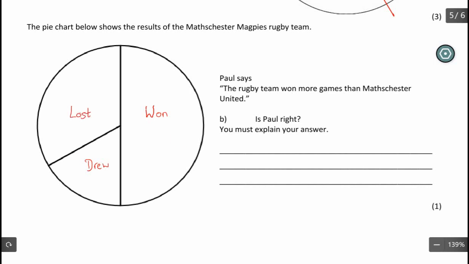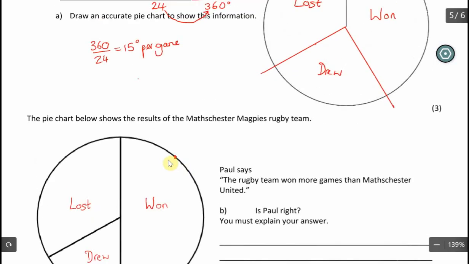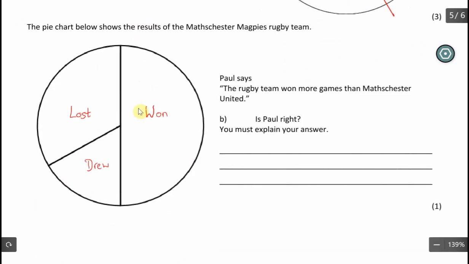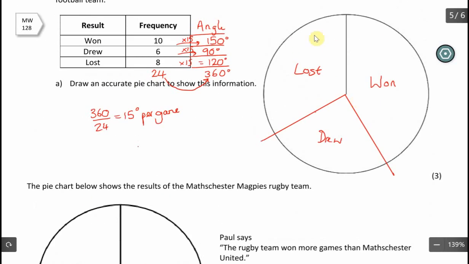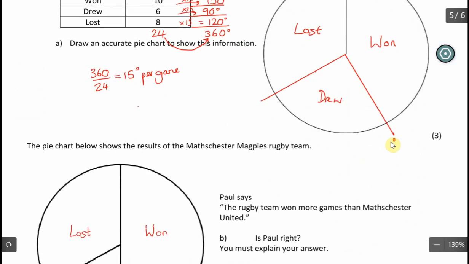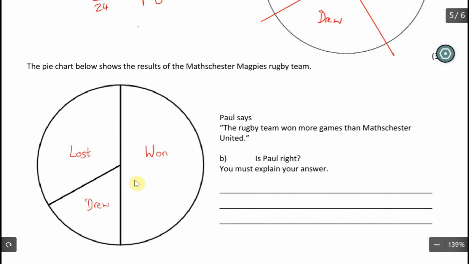Okay, so it might look like they have because the won section is bigger, but for all we know, they could have only played a few games. You know, they could have played like 5 games or something. Oh, well, not 5 games. You can't win half of 5 games. But they could have won, let's say, 3 games. Sorry, they could have played 6 games in total. Whereas if Manchester United had played 24 games, you can see that even though that sector is smaller, that fraction of 24 is still a bigger amount than half of 6.